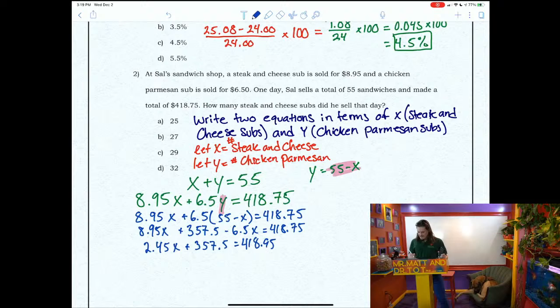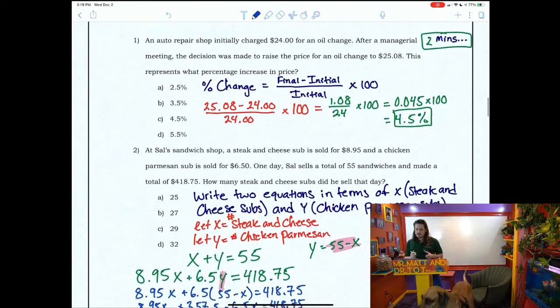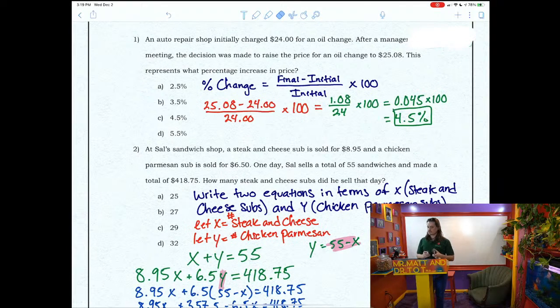Okay, so I was just finishing up here on number 2. I'll come back to number 2. Looking at number 1, the formula for percentage change is something that you're definitely going to have to memorize. It's going to come up a lot on the test. So that's final minus initial, divided by initial, times 100 if you want a percentage. Our final value of an oil change is $25.08. The initial value is $24, so 25.08 minus 24, quantity divided by 24. That's going to be 1.08 divided by 24 times 100, which is going to be 4.5%.